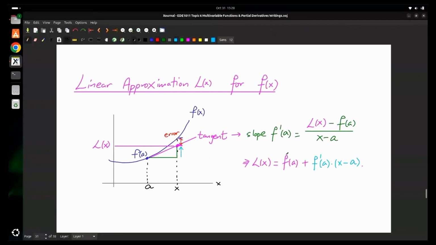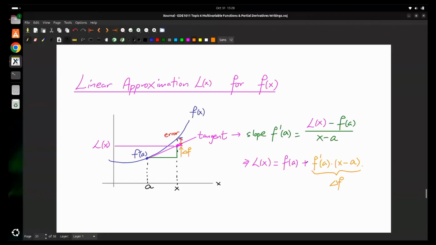So, okay, maybe I shouldn't use the light blue color. Let me change that into orange color. Clearer. Okay? So this is what? This is your change in f, which is this guy. Right? So f of A plus the change in f is going to be the linear approximated value.